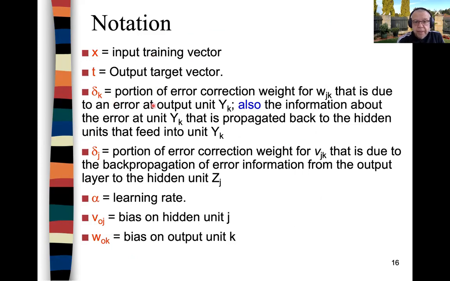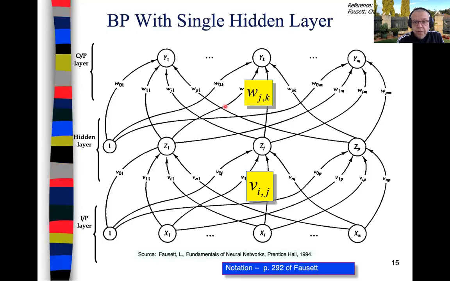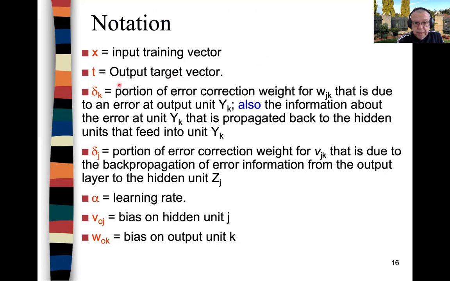The delta k is the portion of error correction weight for Wjk that is due to an error at an output unit Yk. So at this output here, you're going to have a certain error between the desired target output and the actual output. And then it's going to generate a delta k, and this delta k is going to adjust the Wjk. It is a portion of the error correction.